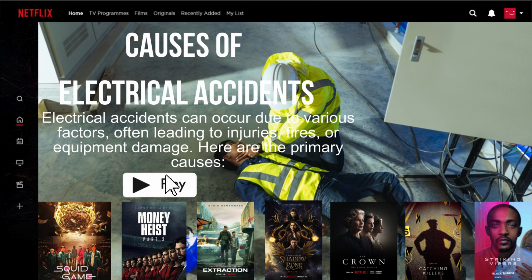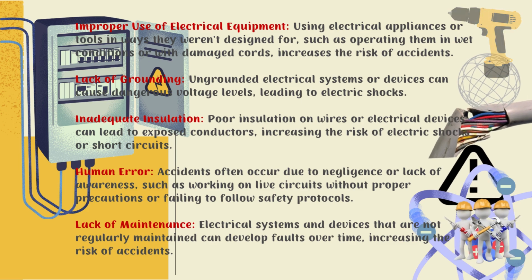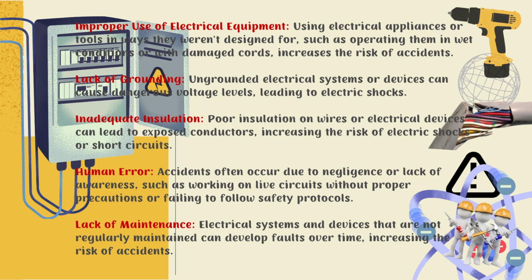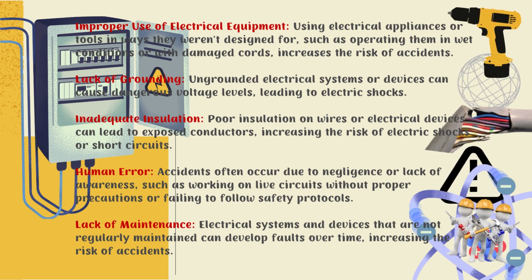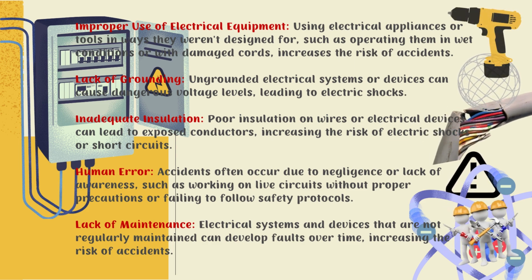Causes of electrical accidents. Electrical accidents can occur due to various factors, often leading to injuries, fires, or equipment damage. Here are the primary causes. Improper use of electrical equipment: using electrical appliances or tools in ways they weren't designed for, such as operating them in wet conditions or with damaged cords, increases the risk of accidents.